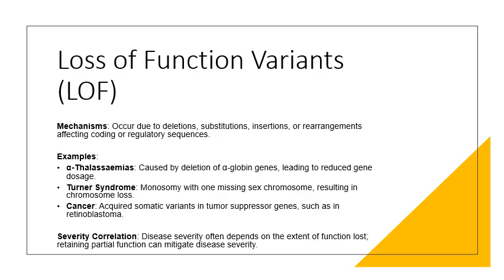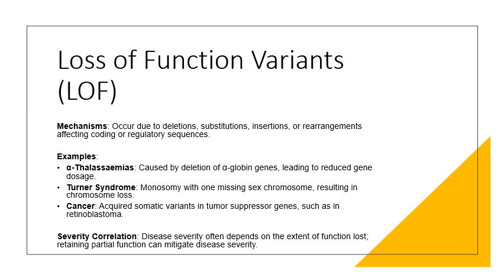So let's start by discussing loss of function variants or mutations. So pathogenic variants can arise from deletions, substitutions, insertions, or rearrangements. And these changes may impact coding sequences or regulatory elements, altering gene function or expression. An example would be alpha thalassemia, which results from a deletion of one or more alpha globin genes, leading to reduced gene dosage and anemia.